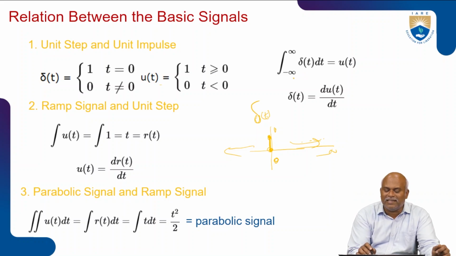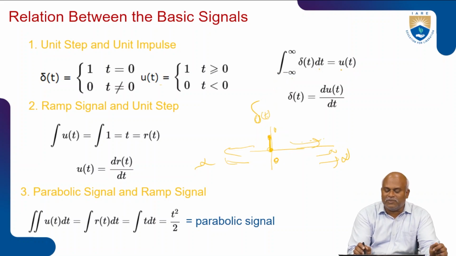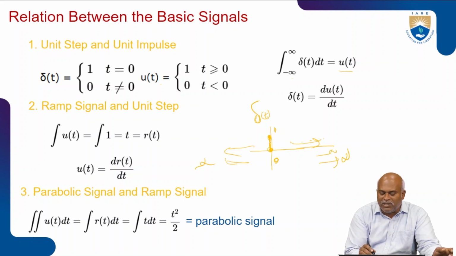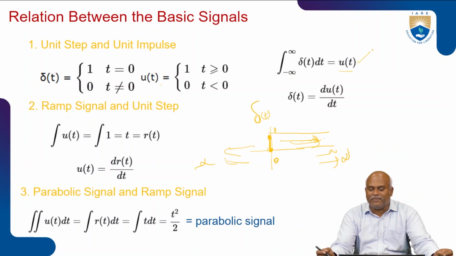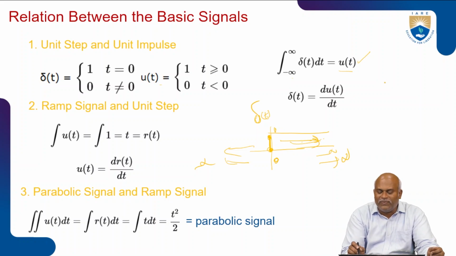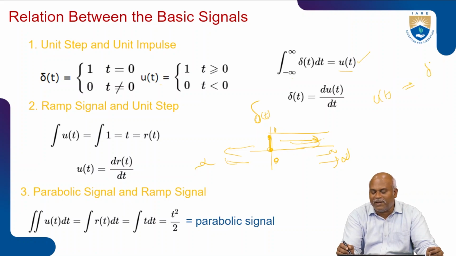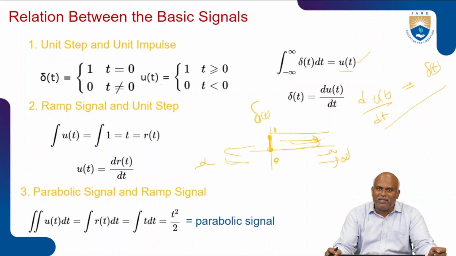If we take the integration from minus infinity to plus infinity of del of t with respect to dt, then it produces u of t. That means after 0, all values are represented as 1. This is the first relation between the impulse and the unit step signal: if we integrate the unit impulse, it produces the unit step signal as output. The next relation: if you receive the u of t signal and need del of t, we take d by dt of u of t, and then we get del of t. So this is another relation between the unit impulse and the unit step.